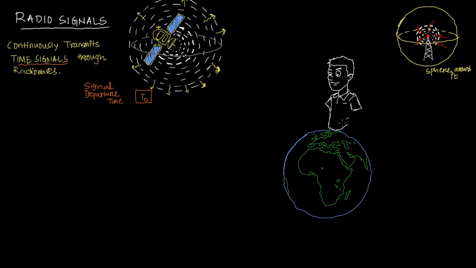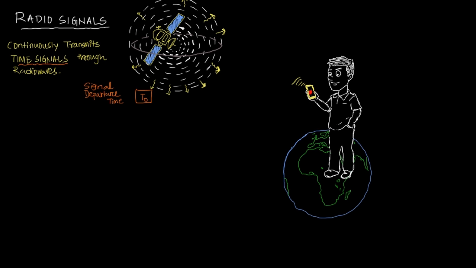The moment that you switch on your GPS receiver in your smartphone or in any GPS tracker device, it picks up that radio signal and also notes down the receiving time. Let's say that is TR. So the total time taken for the signal to travel from the satellite to your GPS receiver will be TR minus T0.